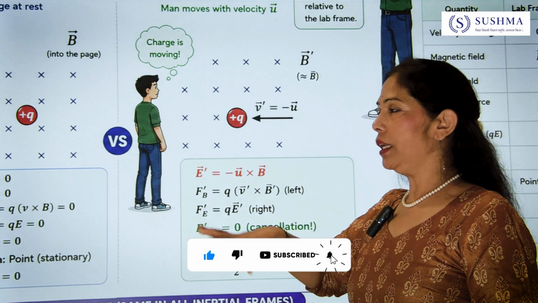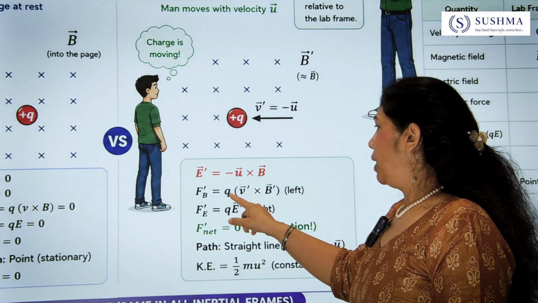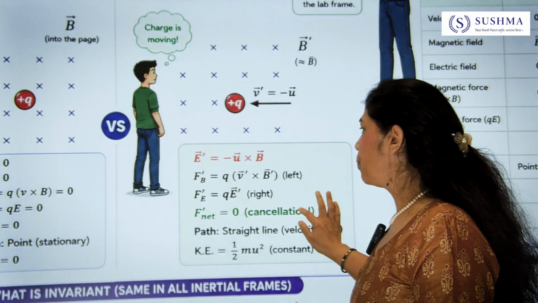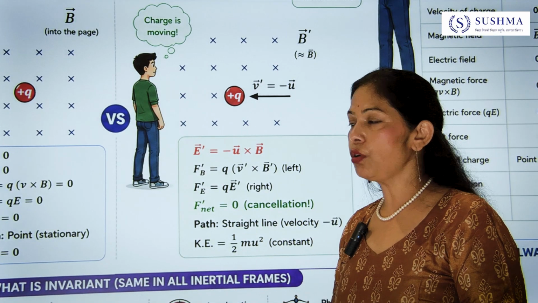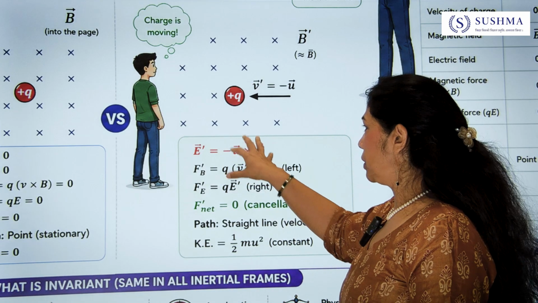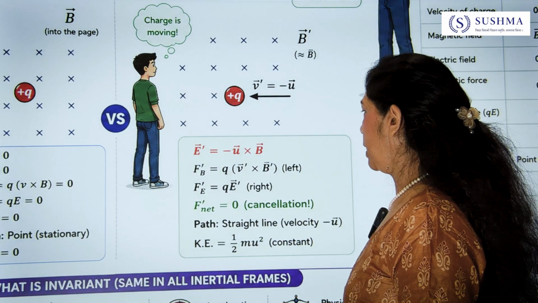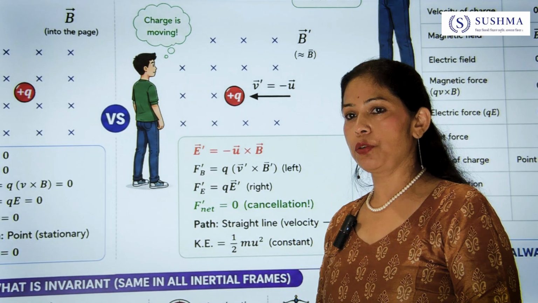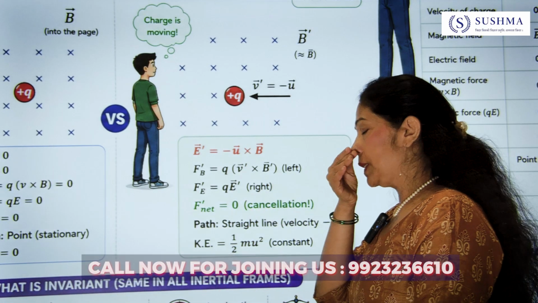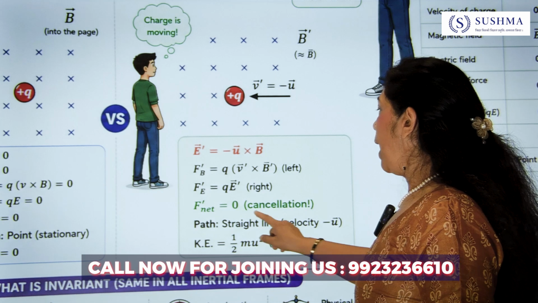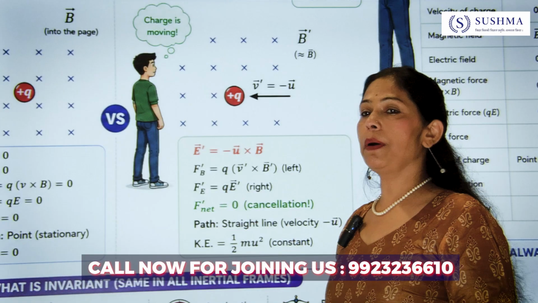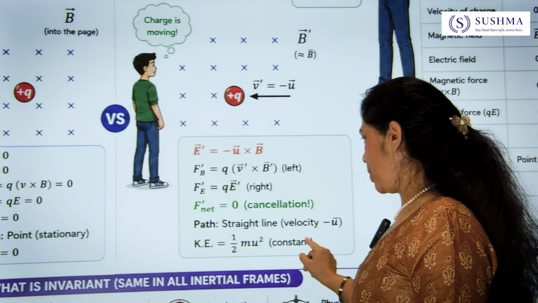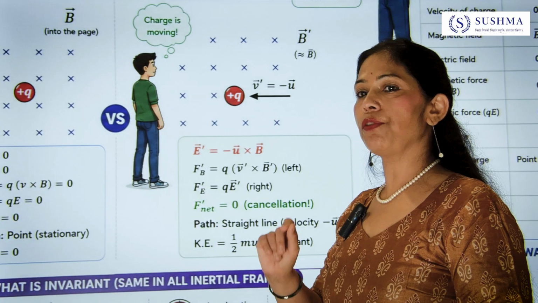Because this charge is apparently moving in the frame of reference of this particular observer, there will be a magnetic force acting on this charge, which is q into v cross B, where v is minus u. There will be an electric force also, which will be given by q into E dash, because an electric field is generated in this context. The interesting thing is that the net force is 0, because the electric and magnetic forces acting on this charge nullify, so the charge is not accelerating. And because it is moving in the opposite direction as per this person's observation, the path of the charged particle is a straight line, and it has kinetic energy equal to half m u squared.